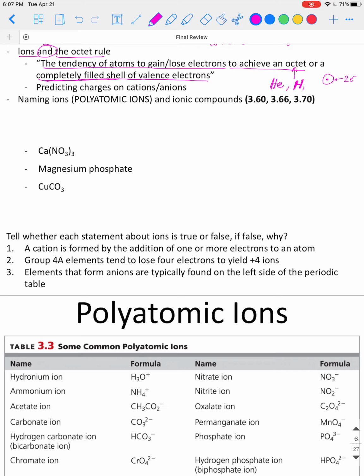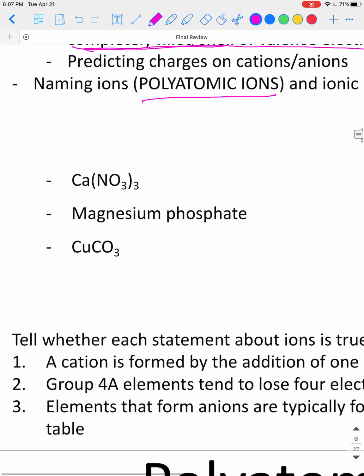That's pretty straightforward. Most of that stuff you guys have been doing for a long time now. Alright, and then naming ions, polyatomic ions especially, don't forget these, and ionic compounds. Here's some really good problems: 3.6, 3.66, 3.7 in the textbook to give yourself some practice. There are different rules. I'm going to go over these really quickly to remind you. For cations, actually, let me back up.